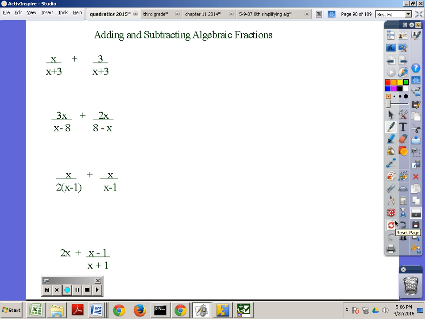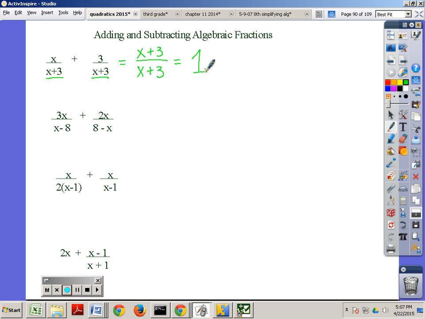So if we have x over x plus 3 plus 3 over x plus 3, we notice our denominators are already the same, so we're good to go. So we can just add our numerators, x plus 3, and our denominator stays the same. Now we learned yesterday that x plus 3 over x plus 3 simply reduces to 1. So our answer would be 1.